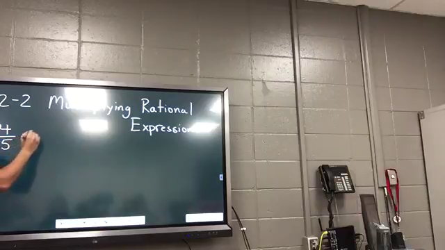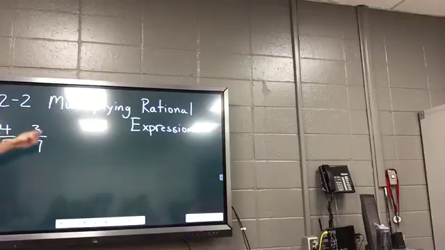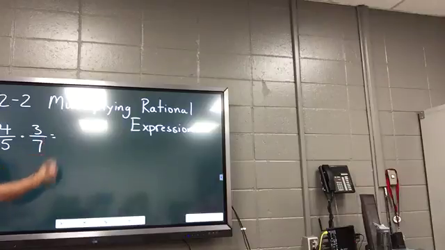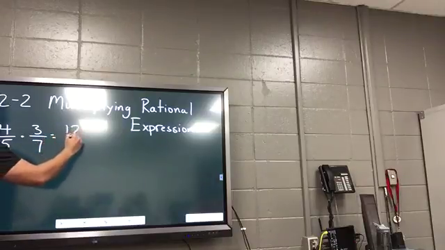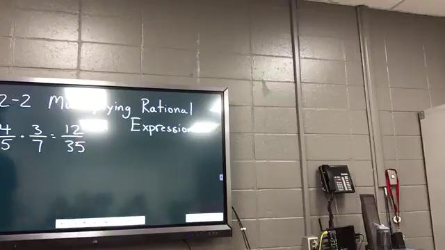4/5 times 3/7. Okay. Are these two rational numbers? So can they be written as fractions? Yes, because they are fractions. So they're rational. How do you multiply these two rational numbers? You guys remember? Okay, yeah, multiply across the top, across the bottom. And so what would I get here? 12/35. Okay, nothing to that one, I hope.